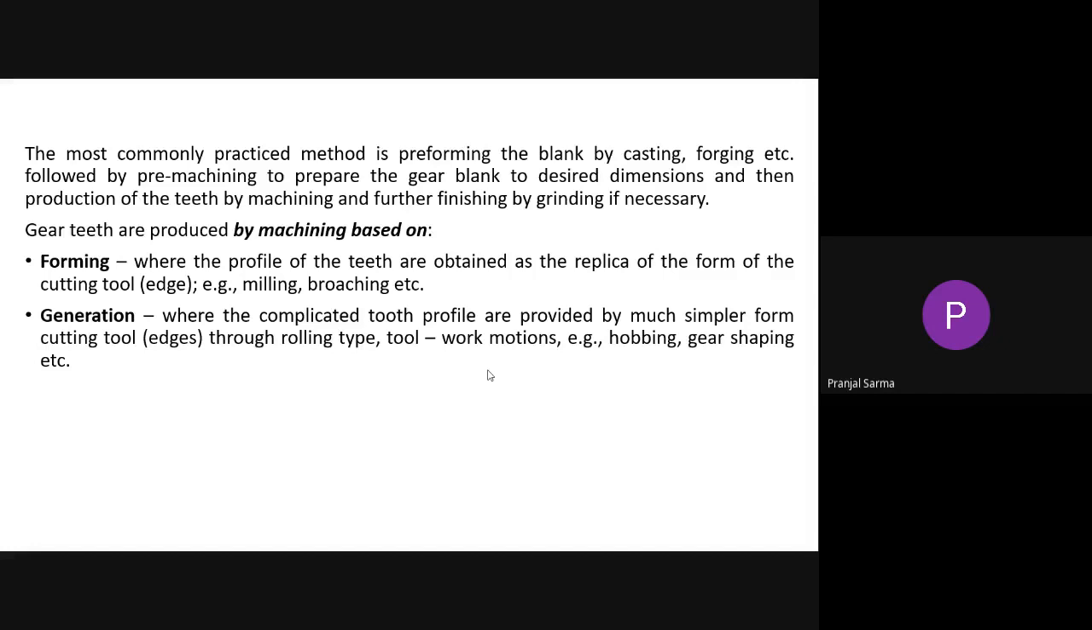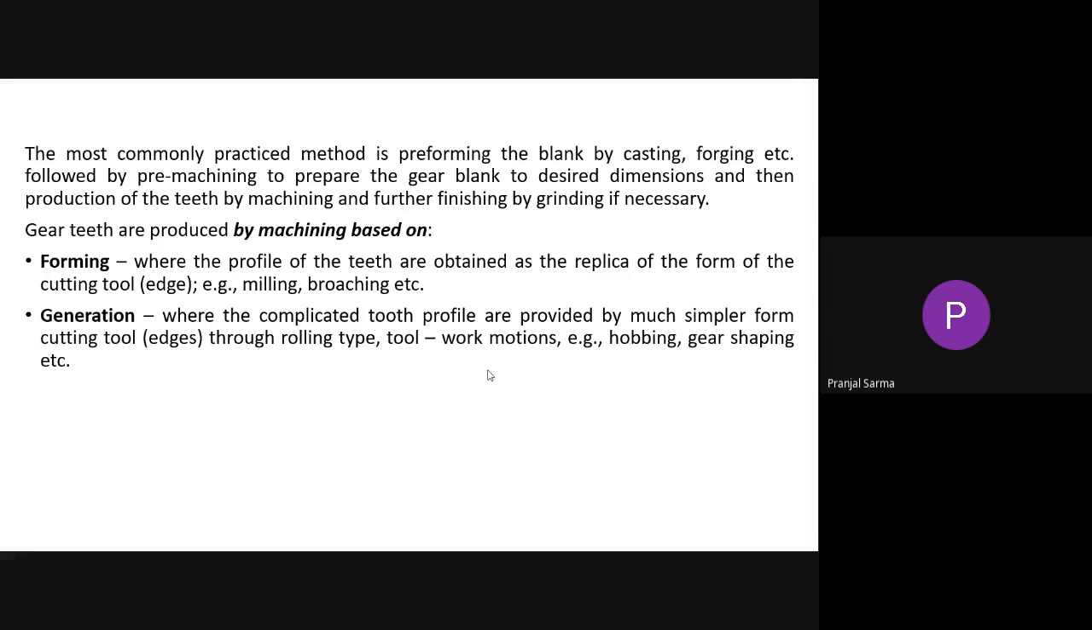The gear teeth produced by machining fall into two categories. The first is forming. What is gear forming? Here the profile of the teeth is obtained as a replica of the shape of the cutting tool, that is, the teeth resemble the form of the cutting edge. Examples are the milling process and the broaching process. These are the gear forming processes.